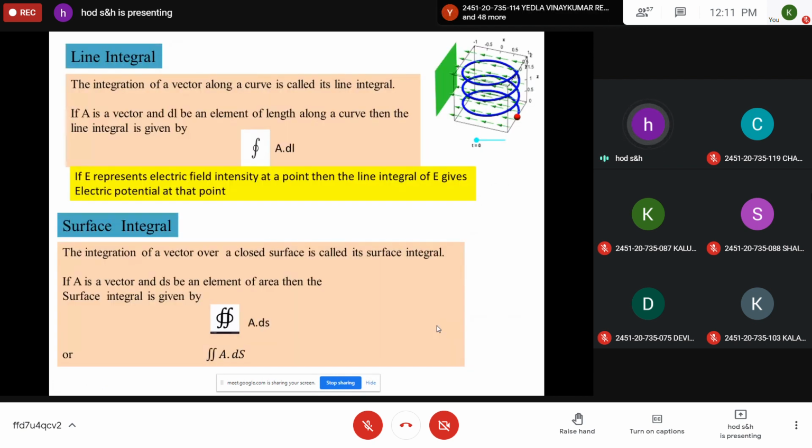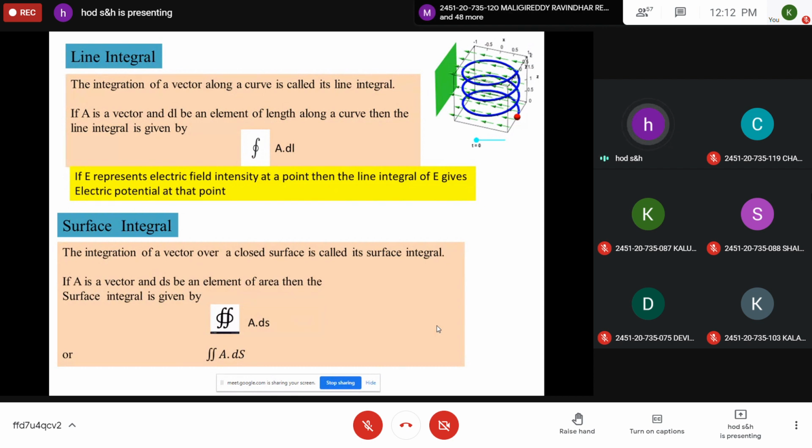Then the line integral. I think you have all this in mathematics. The integration of a vector along a curve is called a line integral. You take a closed curve and integrate this. So the integration of a vector along a closed curve is called a line integral. You can see the diagram in three-dimensional space. It's only a one-dimensional concept.